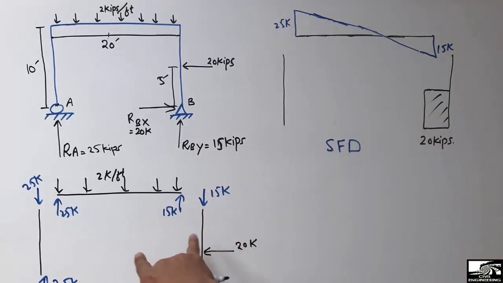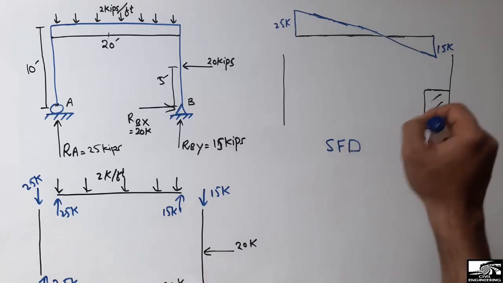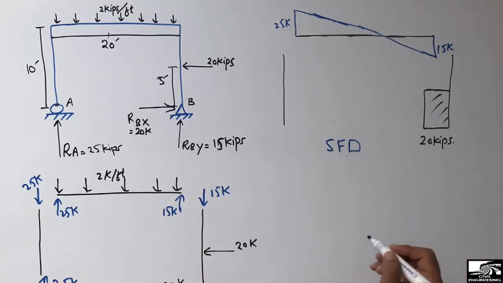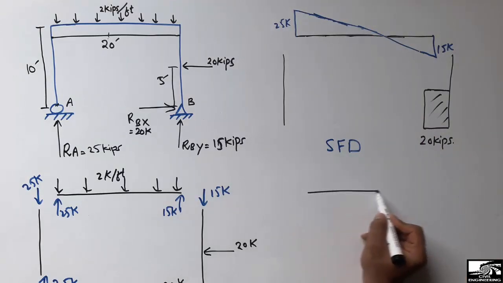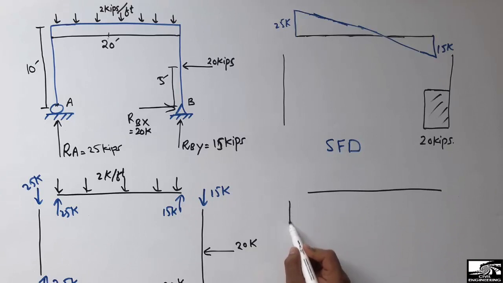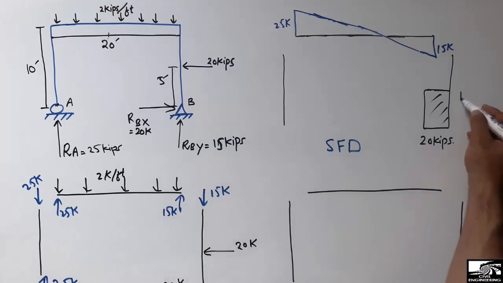From the free body diagram with the known reaction forces, you can easily draw the shear force diagram. Now to draw the bending moment diagram, I will again draw the reference lines. This is the beam, and these are the two columns. So now for the bending moment diagram, we know that this length is 5 feet.